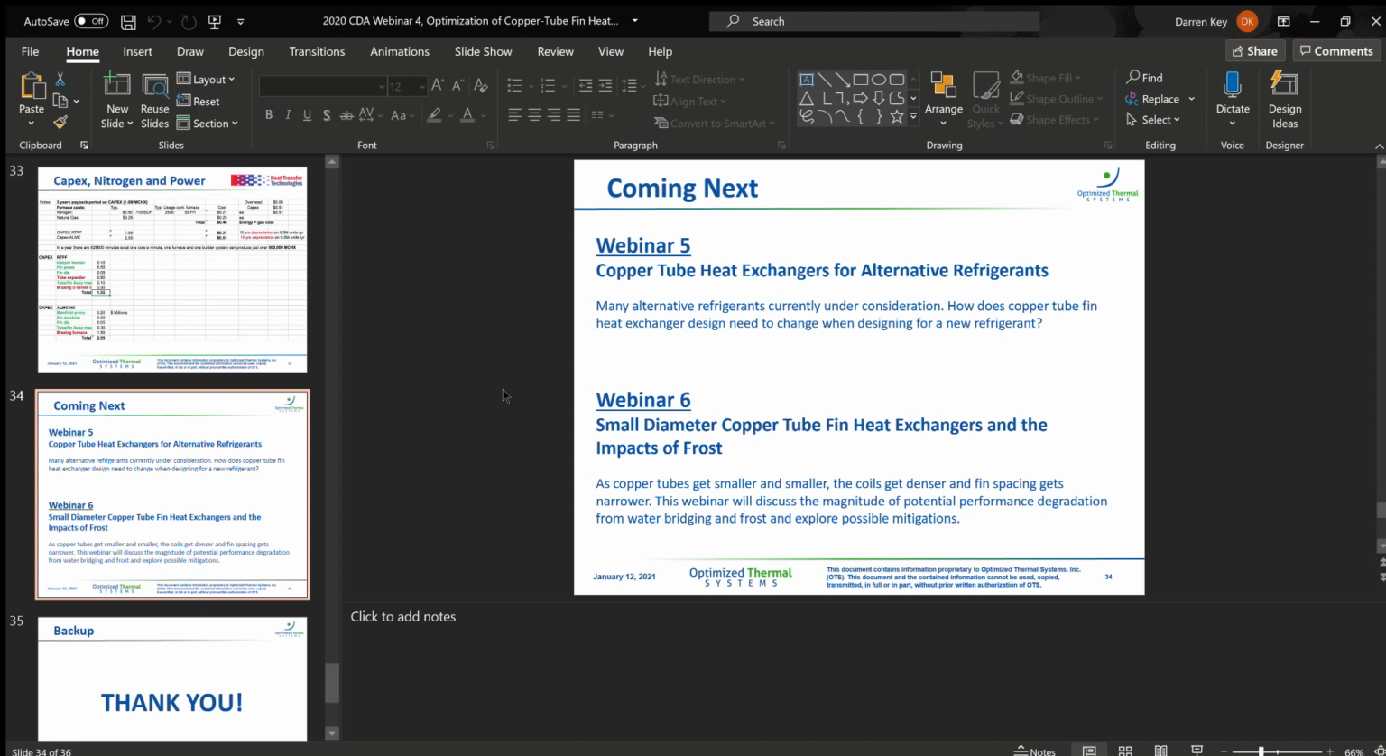We'll be taking a look at the impacts of frost as your heat exchanger tubes get smaller and smaller. Another factor is that fin density gets tighter and makes it more susceptible to buildup of frost. So we'll be discussing potential performance degradation from water bridging and frost and possible mitigations.